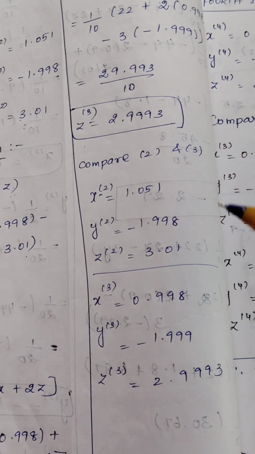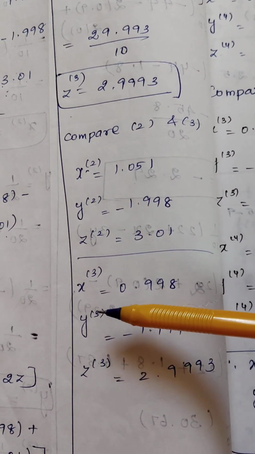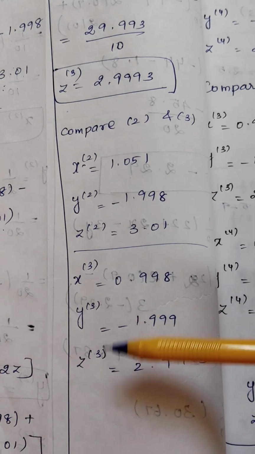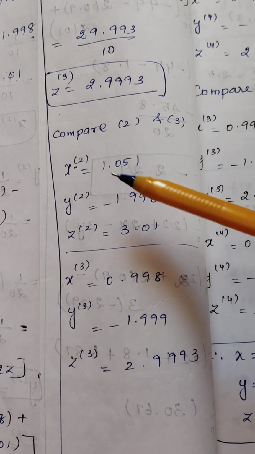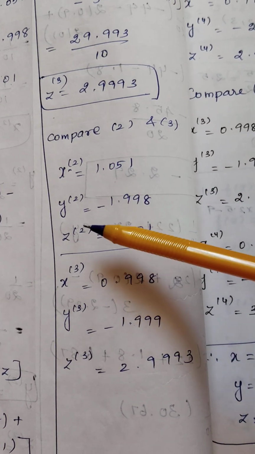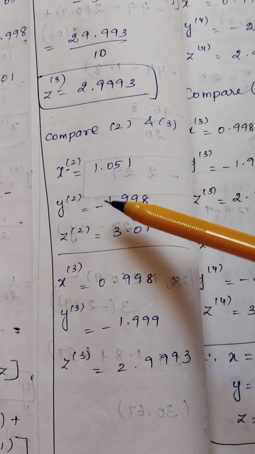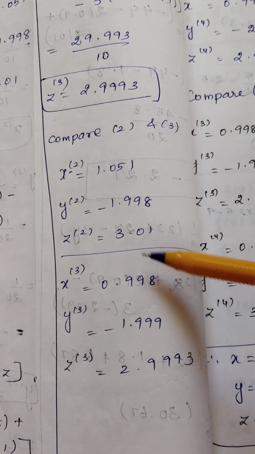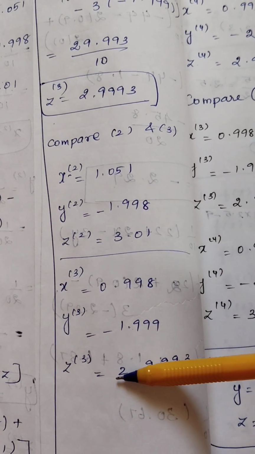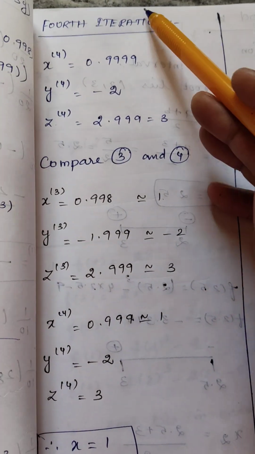So here I have the values of x power 2, y power 2, z power 2 as well as x power 3, y power 3, z power 3. I am going to compare both. Here 1.051, here 1, here 0.998. Next here minus 1.998, here minus 1.999. Here 3.01, here 2.999. So for our better result, we are going to do the fourth iteration.